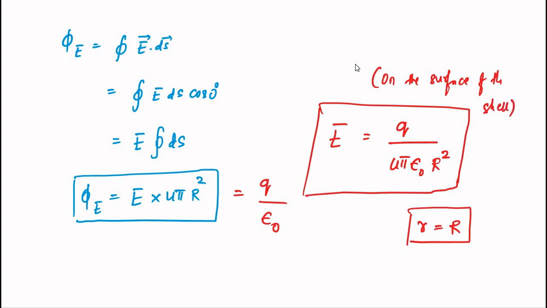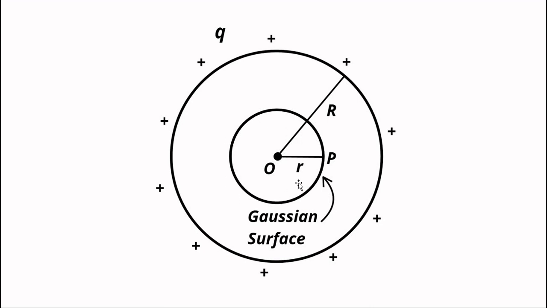Okay, then we have a third case, which is the electric field inside the shell. Okay, inside. So in this case we have considered a point P which is inside the shell, at a distance small r from the center O. This point is located inside the shell, at a distance small r from the center O. This is as usual the radius of the spherical shell.